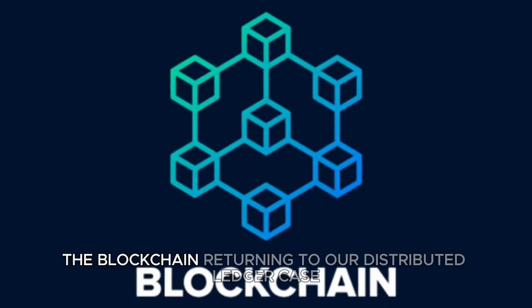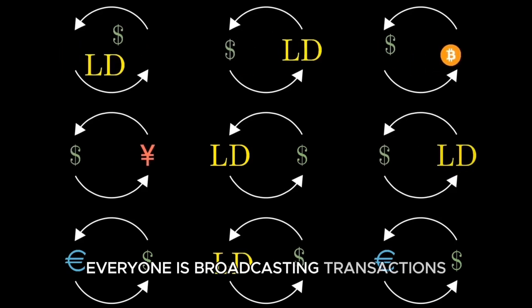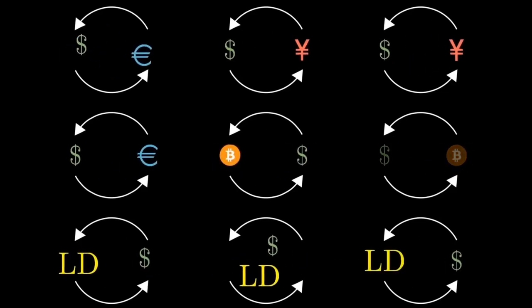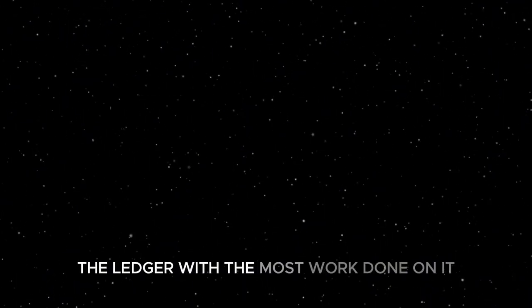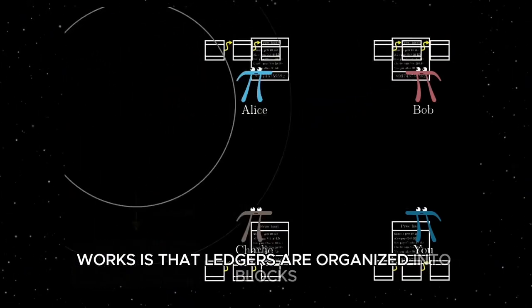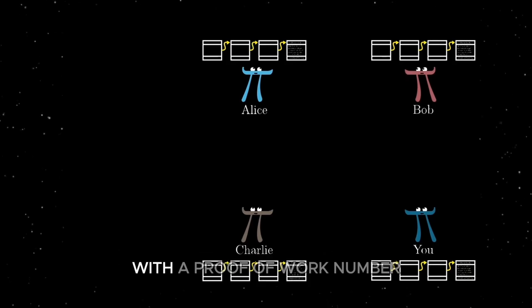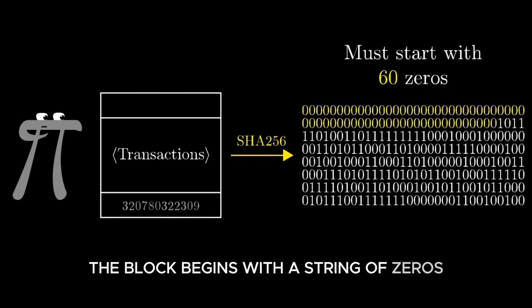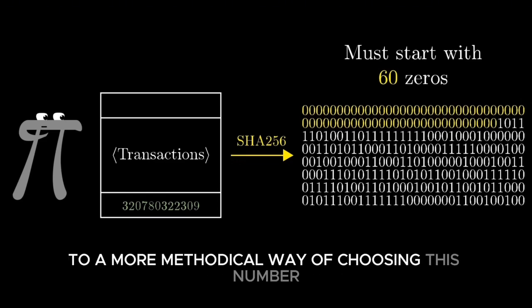The blockchain. Returning to our distributed ledger case, everyone is broadcasting transactions and we want a way to make them agree on the correct ledger. The key idea in the Bitcoin paper is to have everyone agree on the ledger with the most work done on it. The way this works is that ledgers are organized into blocks, where each block consists of a list of transactions with a proof of work number, such that the hash of the block begins with a string of zeros. Let's say 60 zeros, though we'll return later to a more methodical way of choosing this number.